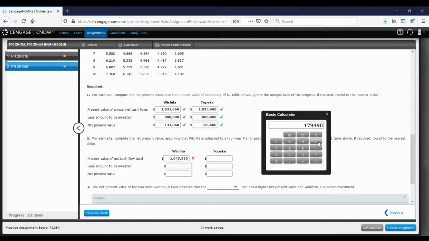And I'm going to add to that 149,420. And then I'm going to add 241,000. And that's going to give me 1,043,280.